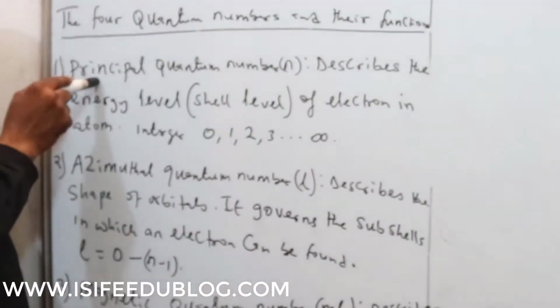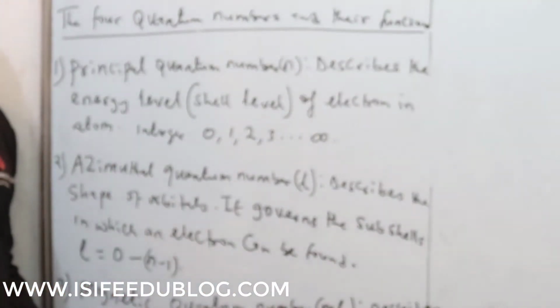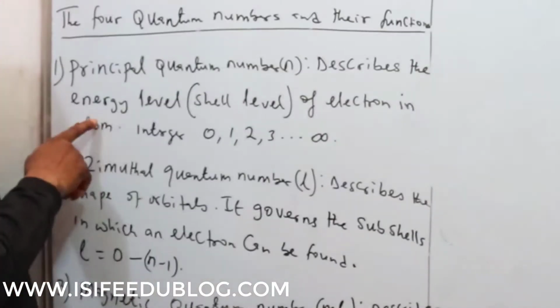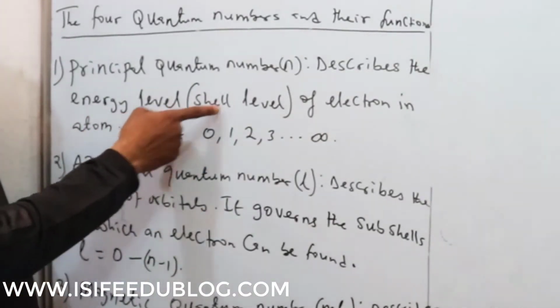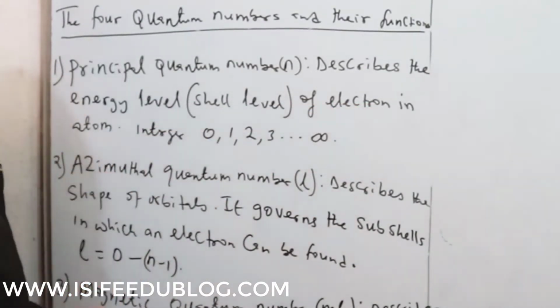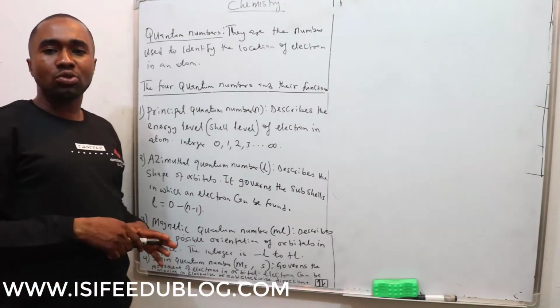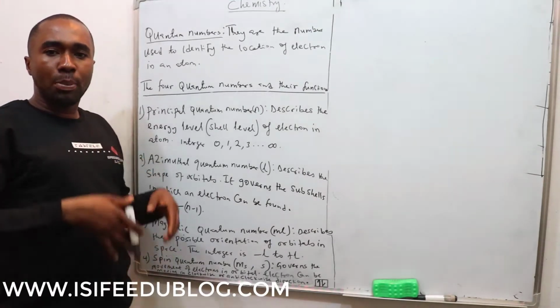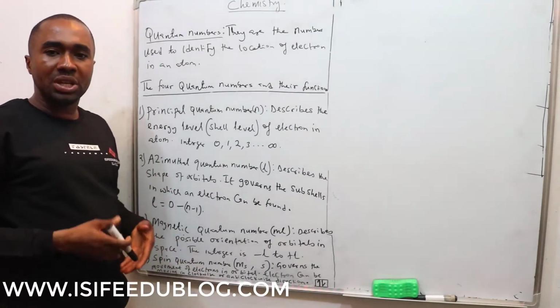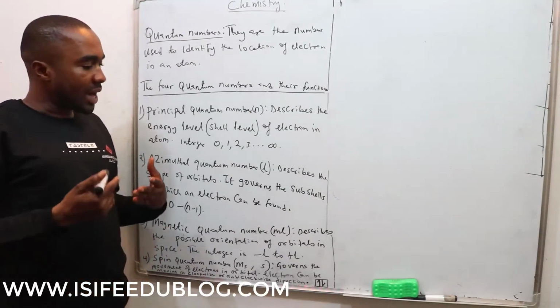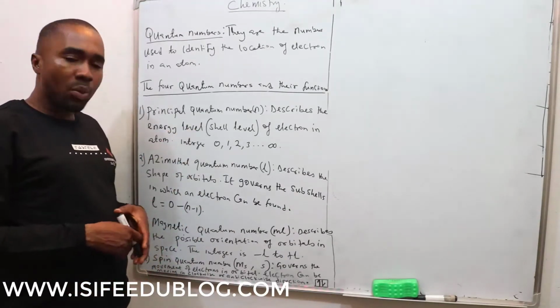Number one, the principal quantum number. What is the function of the principal quantum number? The principal quantum number describes the energy level, or you say the shell level, of an electron in an atom. It talks about the major place that the electron should be. Is it in the first shell, second shell, or third shell? That is the work of the principal quantum number.